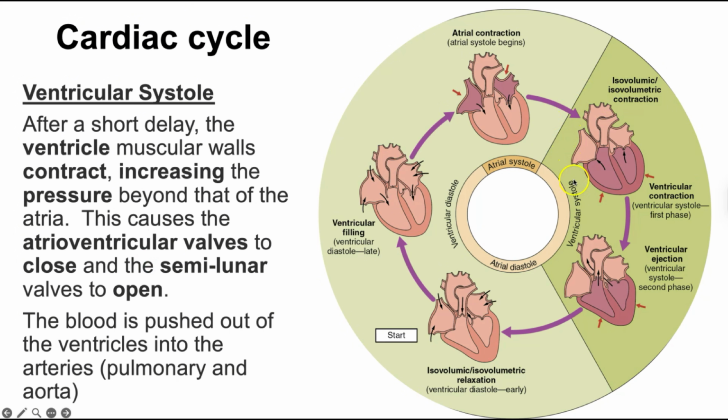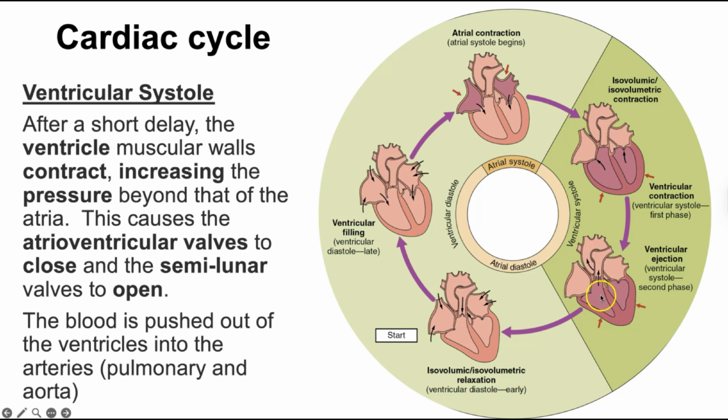Then we have ventricular systole. So this is when the ventricles contract. And this happens after a short delay, meaning the atria contract, there's a short delay, and then the ventricles contract. And as they contract, that's going to increase the pressure in the ventricles to the point where the pressure is now higher in the ventricles than in the atria. And that is what causes the AV, or the atrioventricular valves, to close.